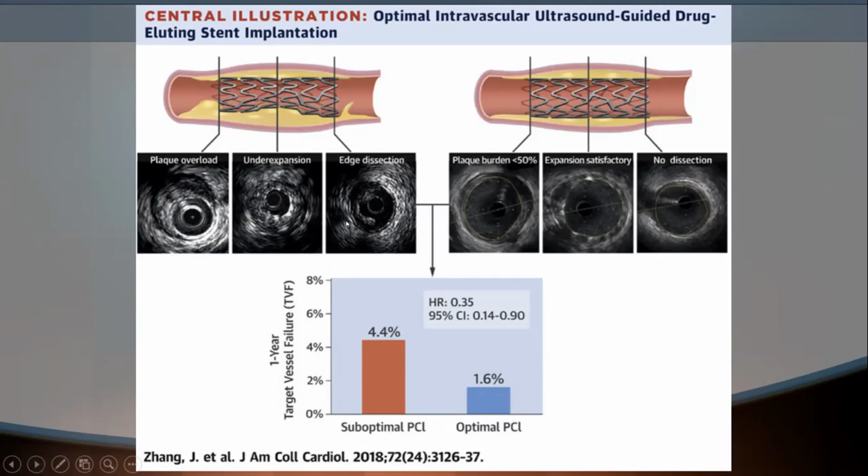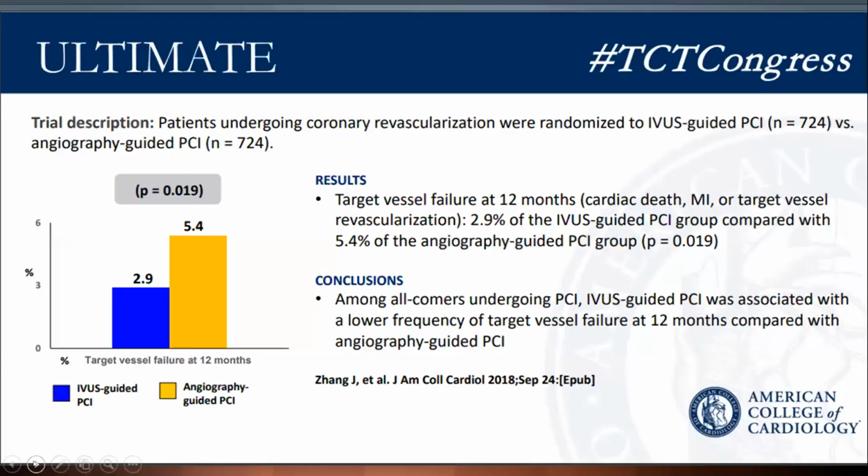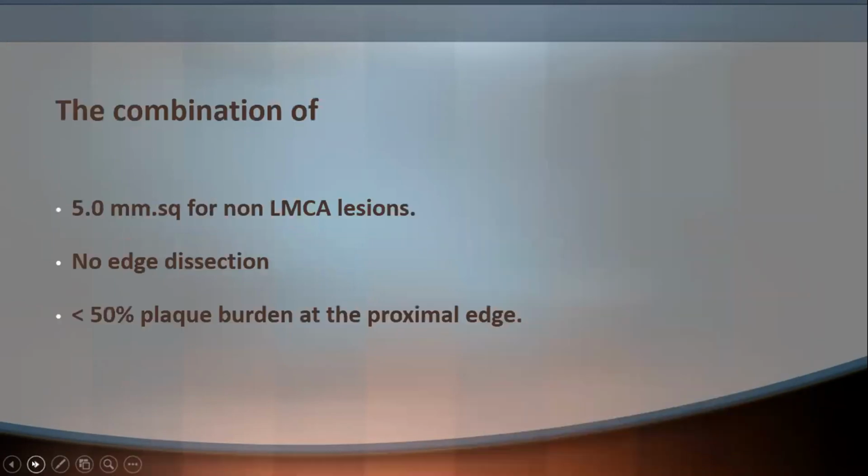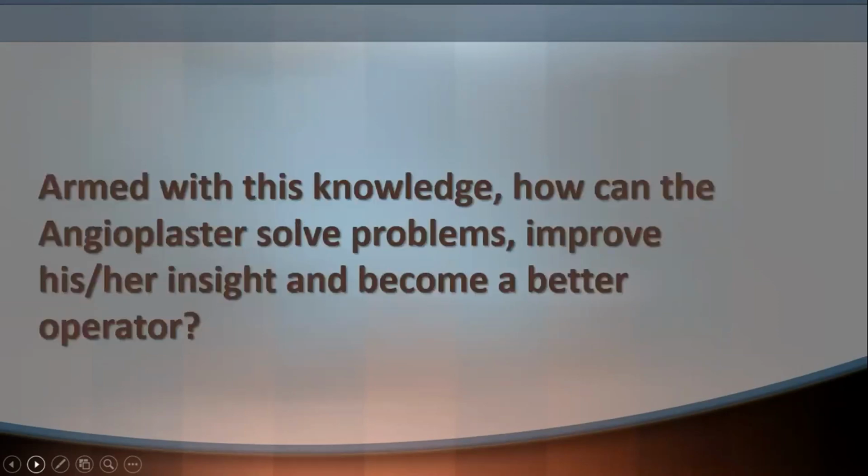So what you want to see is that the plaque burden is less than 40%, 50% at the proximal landing zone. The expansion is satisfactory, more than 5 millimeters square, and there is no edge dissection. And if you do this, your final outcomes are much better than if it was a suboptimal PCI. And some formula worth remembering, this we all know, 5, 6, 7, 8. For non-LMCA, 5 millimeters square, no edge dissection, less than 50% plaque burden.